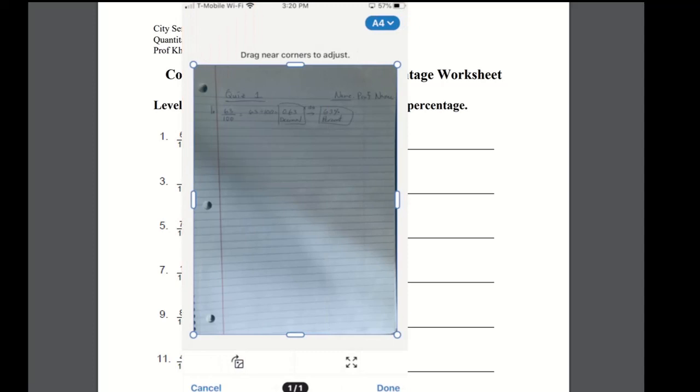Takes a picture of it. If you zoom out a little bit, or if you take it from a little bit further away, you could move this around to crop it just to get whatever portion you want. Again, I just wrote one question, but I expect all the answers here. And then you click the done button.